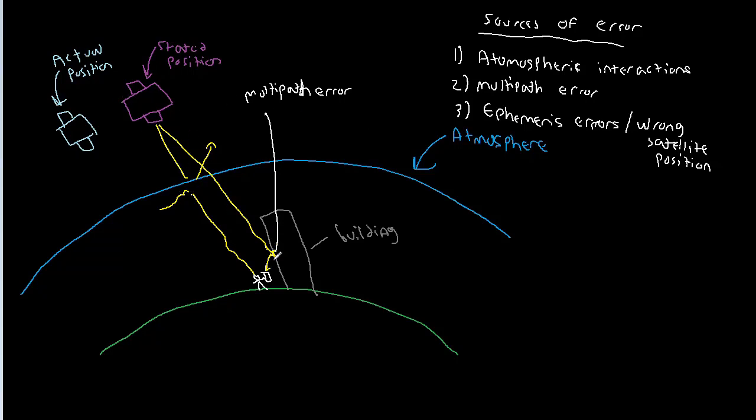So we have the signal being corrupted by the atmosphere. We have the signal bouncing off of things before it reaches us, which increases the time it takes for the signal. And then we have the satellite basically giving us false data about where it is.